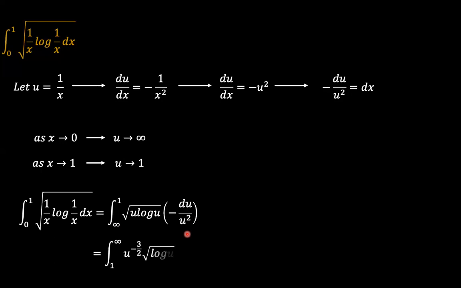So next thing is this u and this u squared and this square root of u can interact in such a way that we now have the integration from, again, looking at this negative here means that we can flip the limits. So it's now the integration from 1 to infinity of u to the power negative 3 over 2 times the square root of natural logarithm of u. So that is where we are.